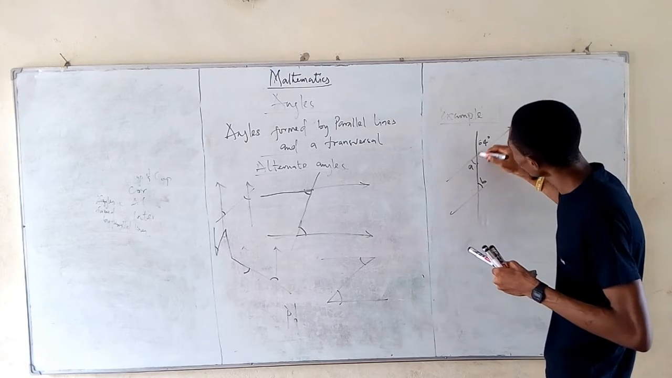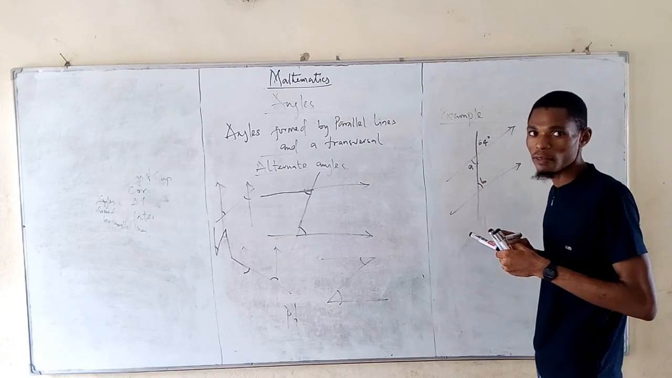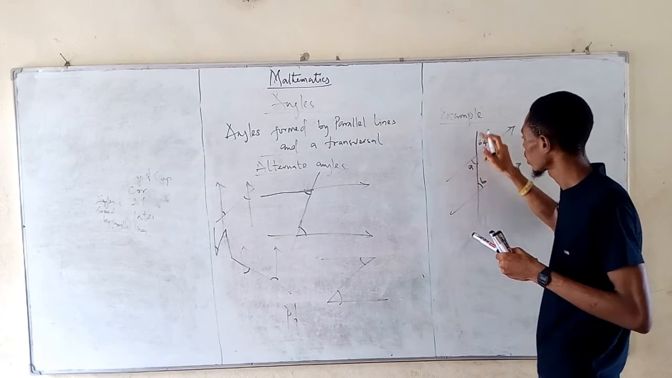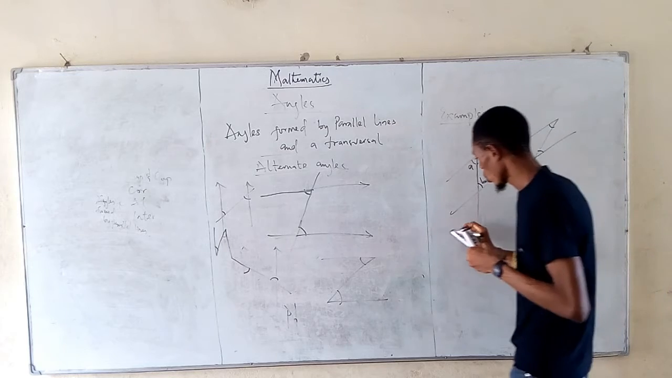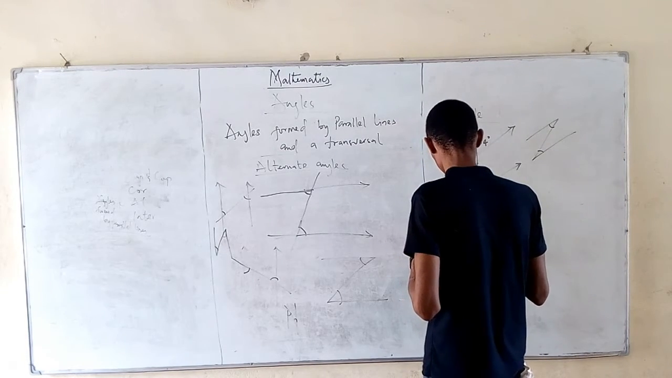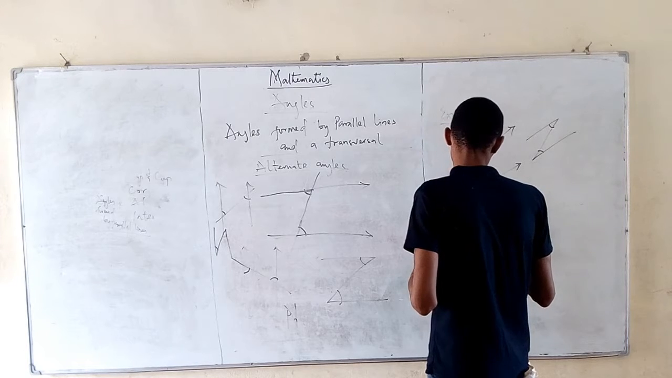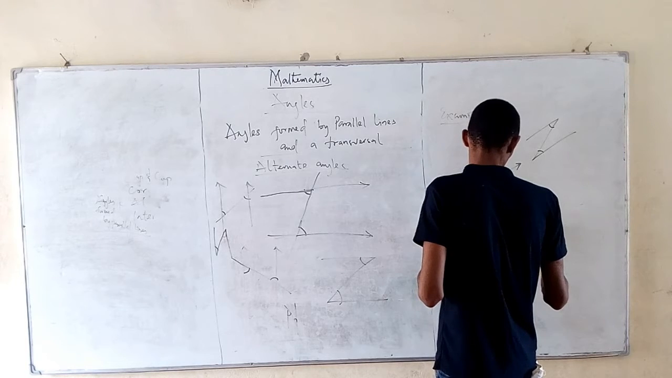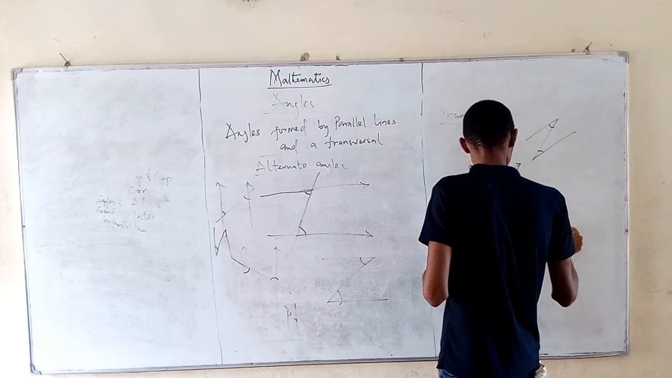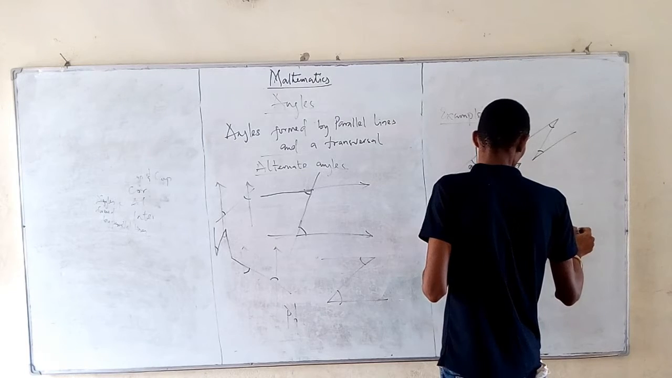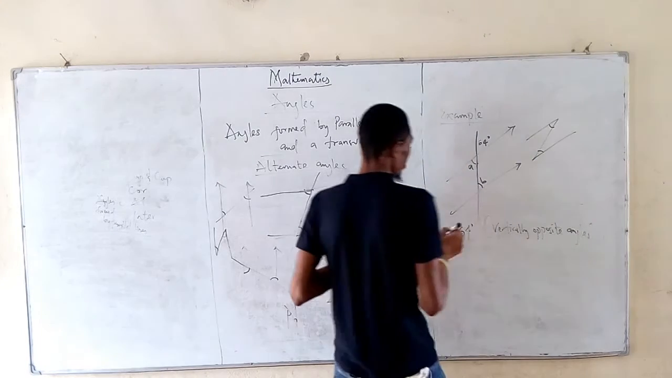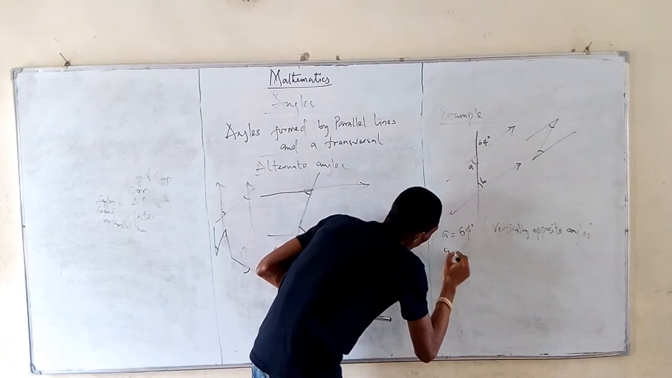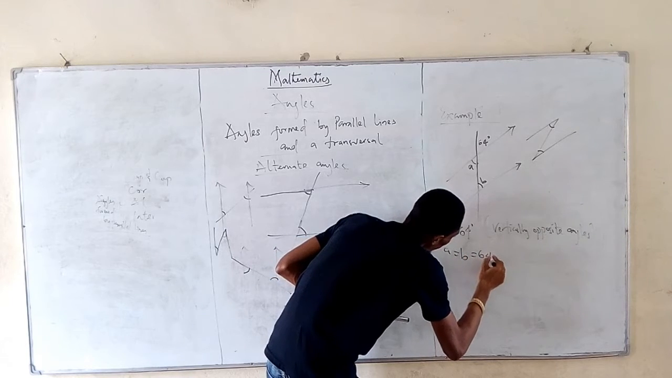But first, look at A and 64. What do they look like? They are vertically opposite, where we started from. This angle is opposite to this angle because these are two straight lines that cross each other. So A is equal to 64 degrees. Why? They are vertically opposite angles. Please always put your reasons. And A is equal to B, which is equal to 64 degrees.